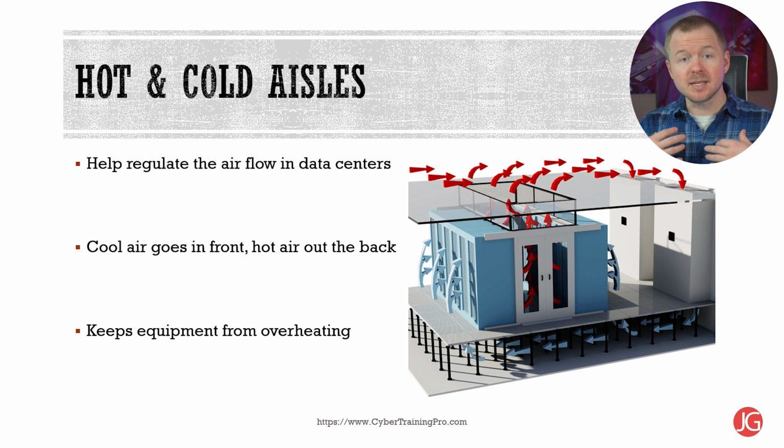The front of the cabinet sucks in cold air, and hot air is exhausted out of the back. When you go into a data center again, you'll realize that the backs of the cabinets are facing each other and form the hot aisles.